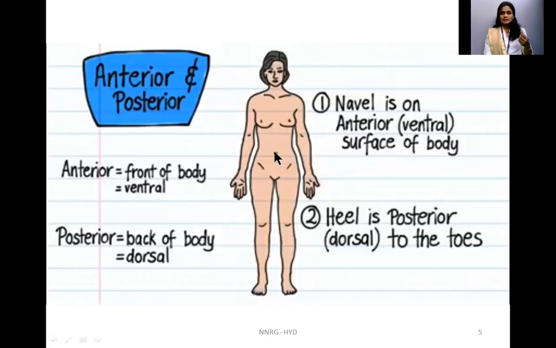Okay, navel, which we discussed earlier, umbilicus, this is at the front side of the body. That's why the navel is on the anterior surface of the body. Whereas similarly, the heel, which is the back side of your body, is posterior to the toes, because the toes are in the anterior or front position. So the heels are posterior to the toes. That is anterior and posterior. Anterior is the front side, posterior is the back side.